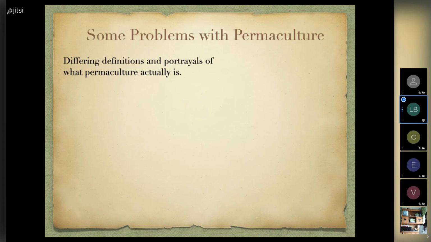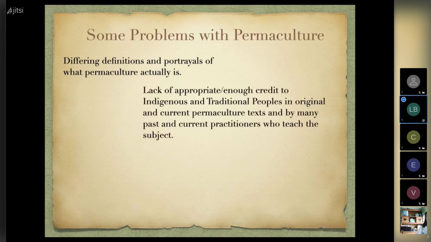But to me, one way of getting around that is that you can think of permaculture as an evolving conversation rather than as something that has a static definition, which is an idea that I've brought up several times in this presentation.